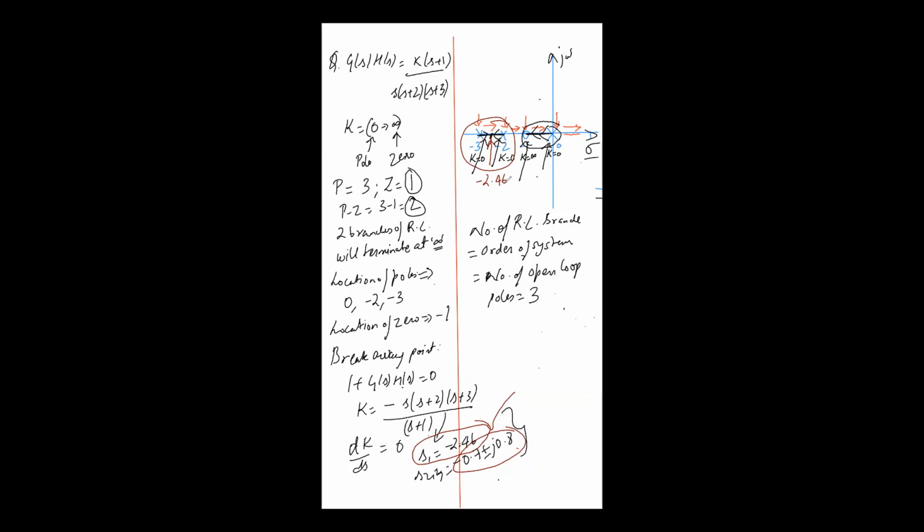Now we need to see at which angle my root locus branches will leave the breakaway point. It can leave like this, like this, like this. So we need to find out at which angle my root locus branches leave.